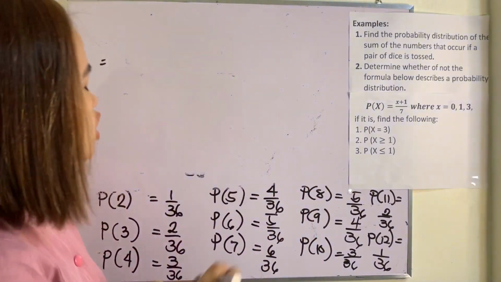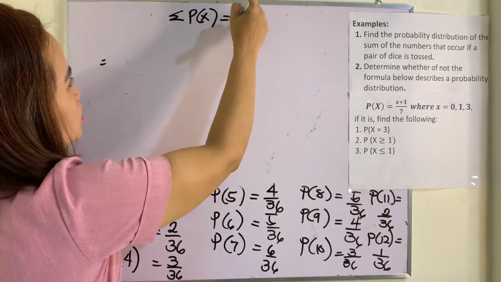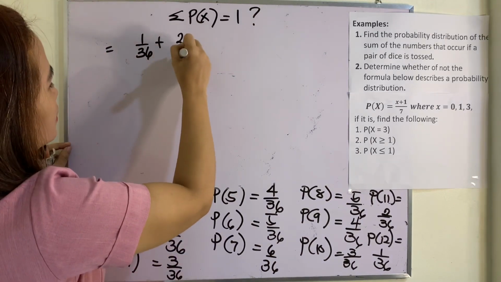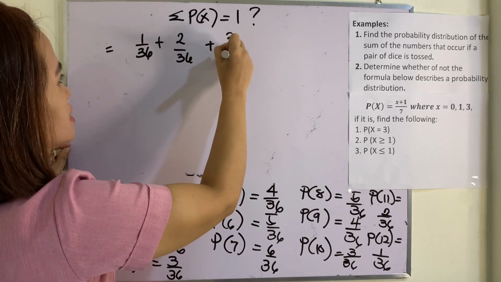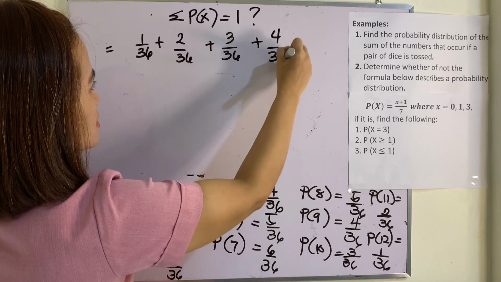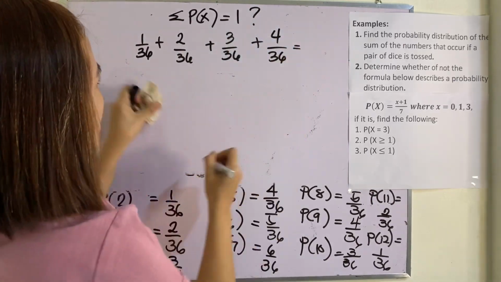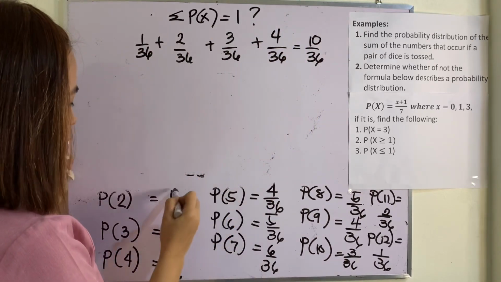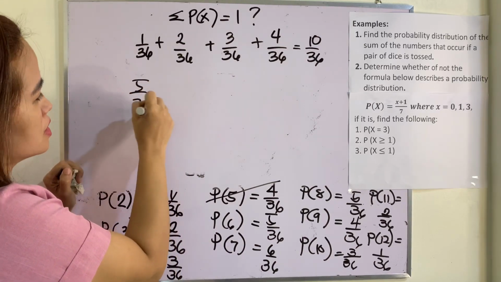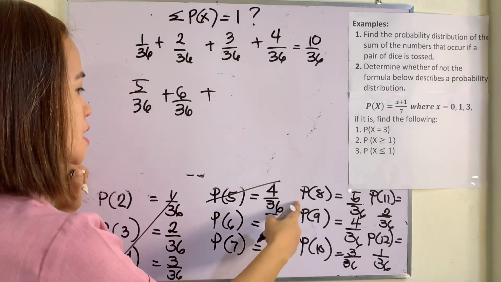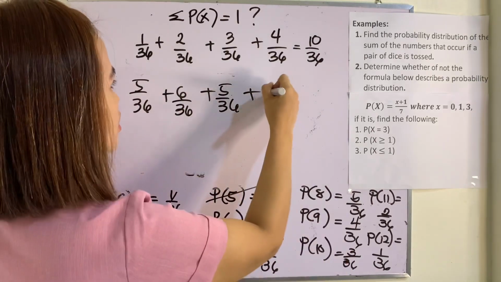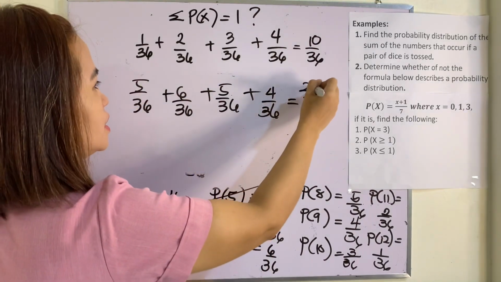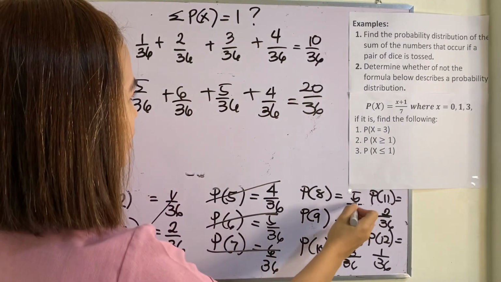Let us now check whether the summation of P of X is really equal to 1. We have 1 over 36 plus 2 over 36 plus 3 over 36 plus 4 over 36. If we add this, that will be 10 over 36. Next, we have 5 over 36 plus 6 over 36 plus 5 over 36 plus 4 over 36. Same denominator, so just add the numerators: 10 plus 10 is 20 over 36.